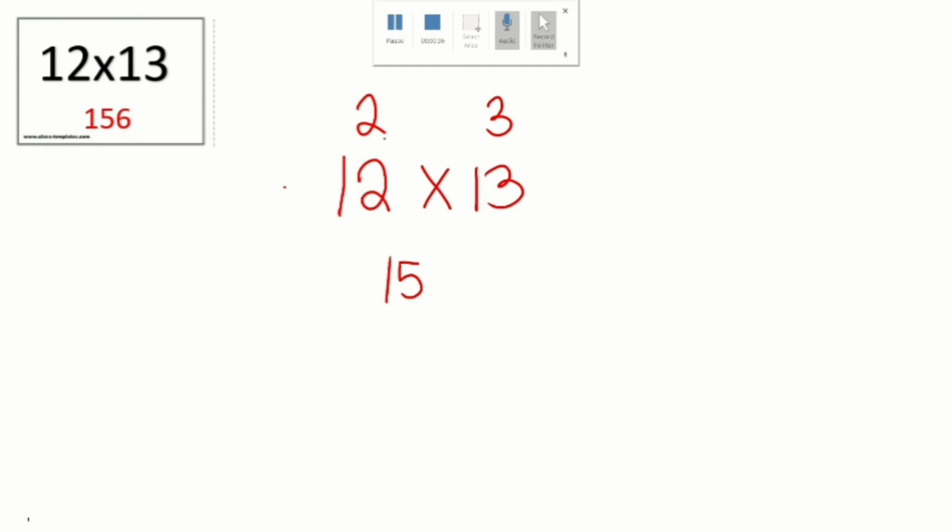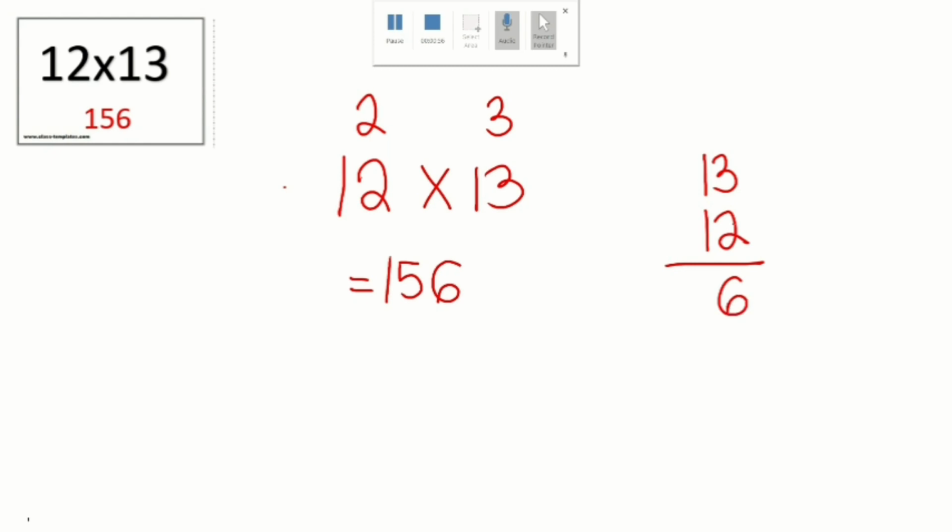Next, to get the unit digit, you just simply multiply 2 times 3. And the answer is 156.